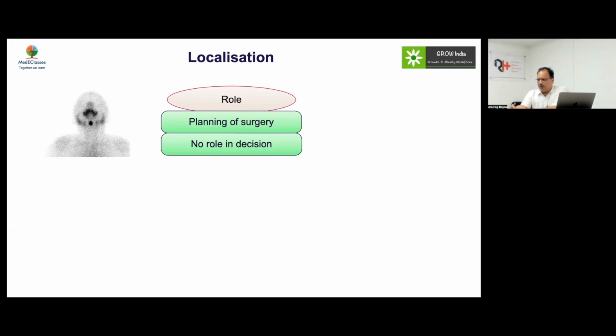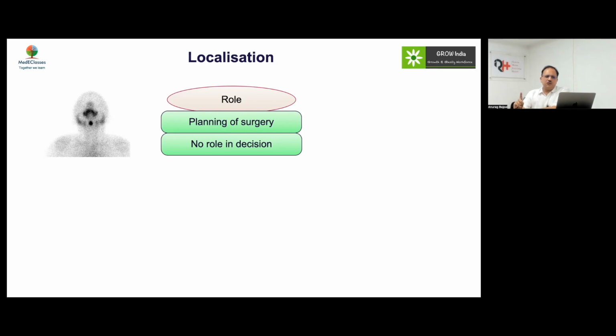In children and in adults below 30 to 40 years of age, we do not rely on the scan findings to decide about the surgery. Because as I said, the likelihood of a multifocal lesion is more. The likelihood of a genetic cause is more.